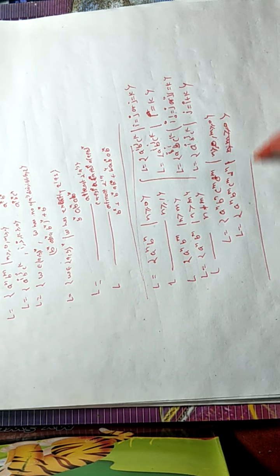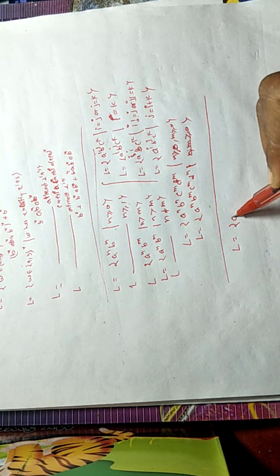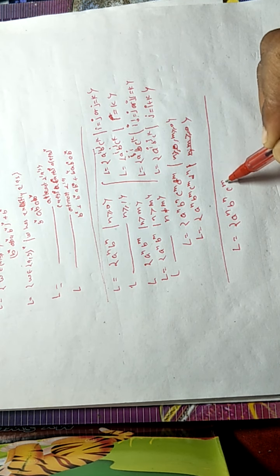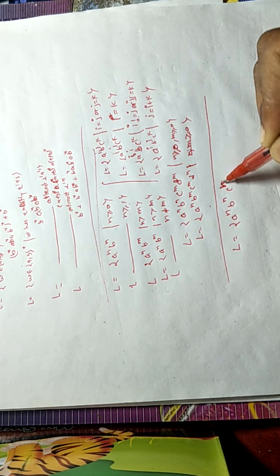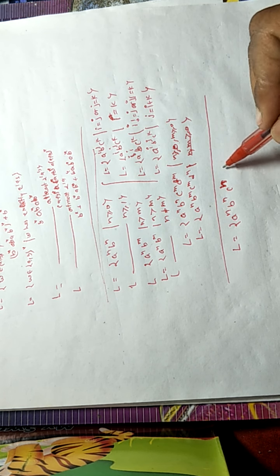and we didn't build grammar for L is equal to a raised to power n, b raised to power n, c raised to power n. We did not build grammar for such a language. Why?